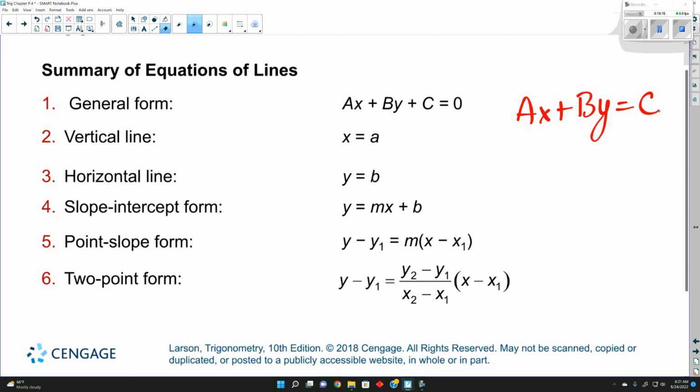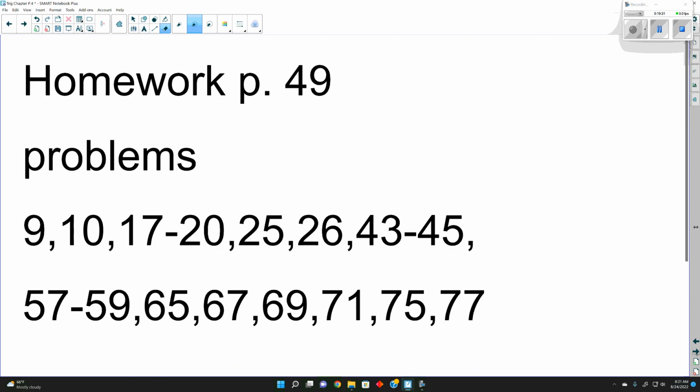We have the vertical line, x equals a, our horizontal line, y equals b, slope-intercept form, point-slope form, and two-point form. I mean, none of this is new. None of this is something that you haven't covered before. That's it.